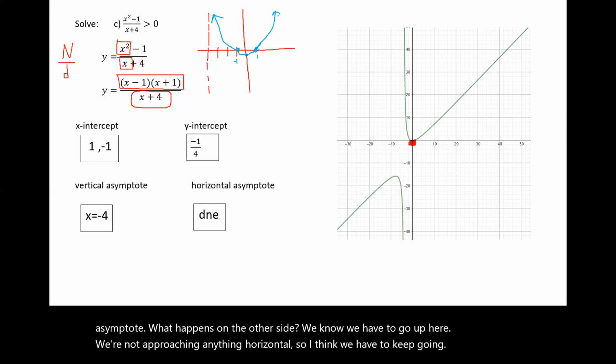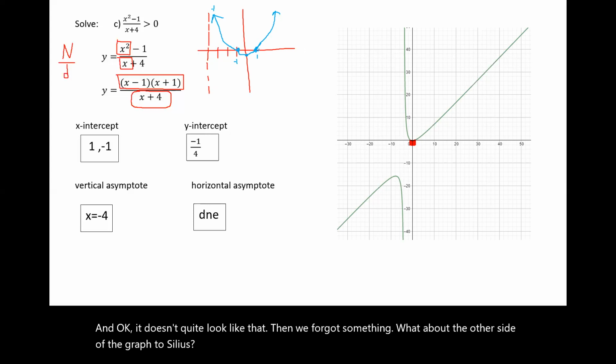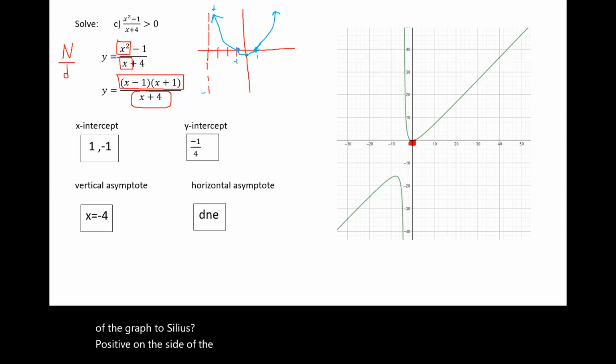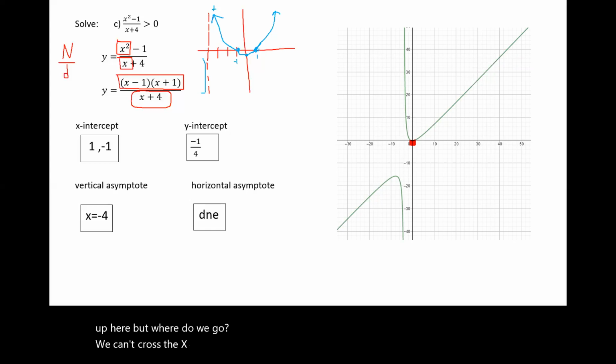And okay, it doesn't quite look like that, but we forgot something. What about the other side of the graph? Oh, silly us. Positive on this side of the asymptote, negative on the other. So our asymptote, we come up here, but where do we go? We can't cross the x-axis because there's no x-intercept. So that's why we have to head back down. So that's why it's got this sort of shape.